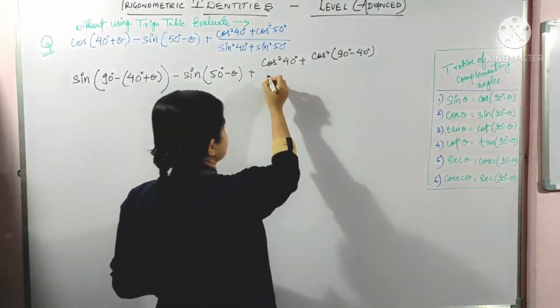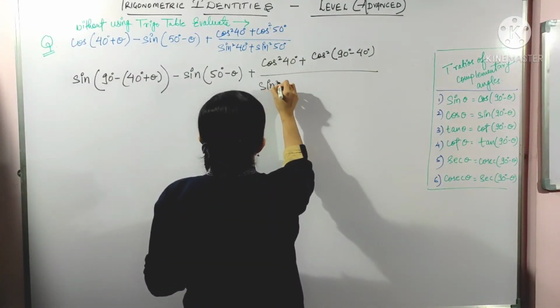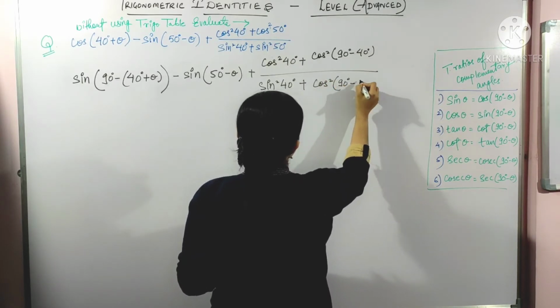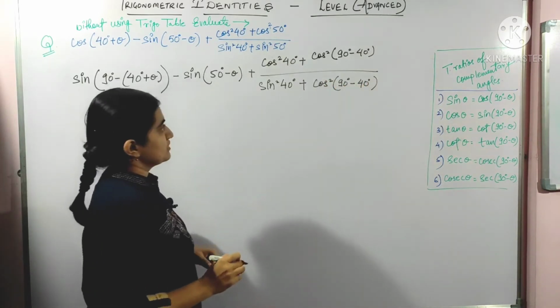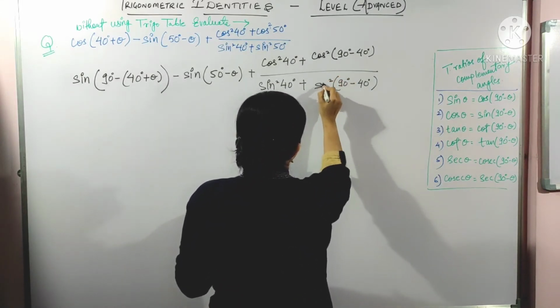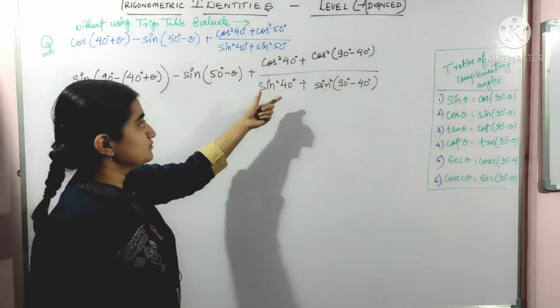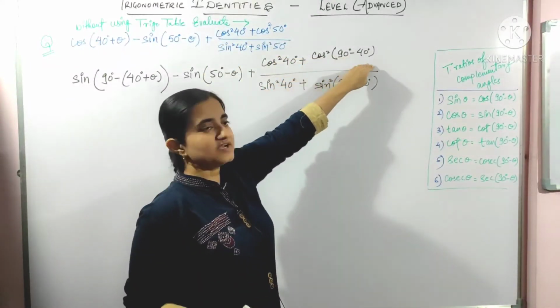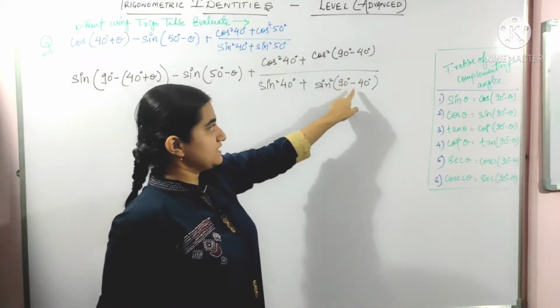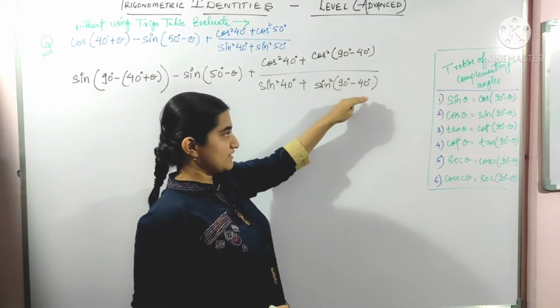Why? You will understand. Sin square 40 degree, here we can write 90 degree minus 40 degree. Okay, here sin is there, sin square. Now what we will do? Here we are having cos square 90 minus 40. Cos 90 minus 40 will be sin 40, and sin 90 minus 40 will be cos 40. So we have converted here.